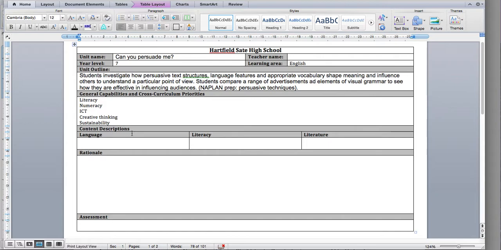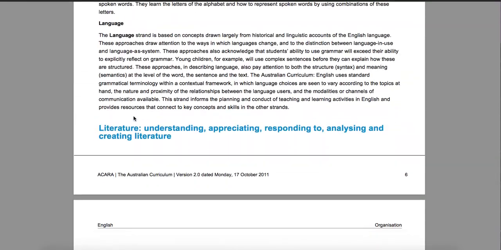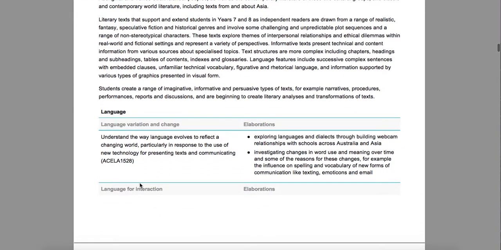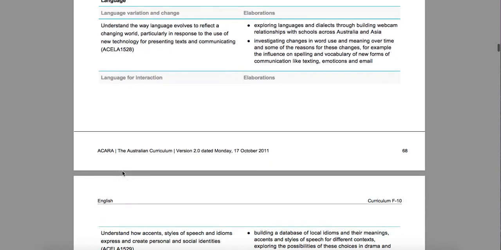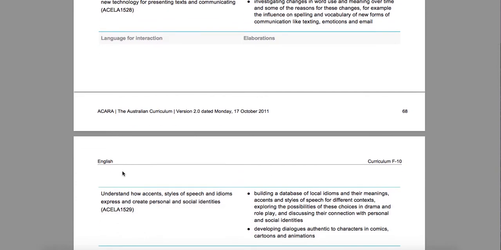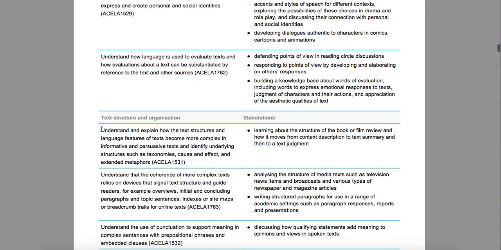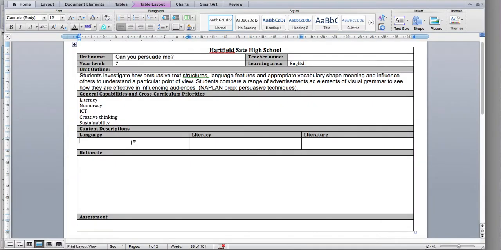The next section is the content descriptions. You might recognise that as well, coming from the Australian curriculum, which is designed along, again, those three strands: language, literacy and literature. So I'm going to go back up the top and go to the Year 7 curriculum. Okay, so what you need to do is read through the descriptions and think, which of these descriptions will my unit teach? For example, the persuasive unit, this one here would go perfectly. It's talking about the text structures of persuasive texts. So all I need to do is copy and paste that in here.